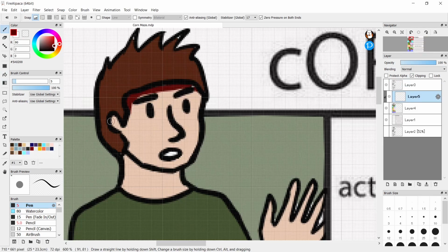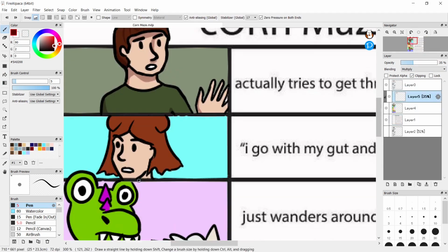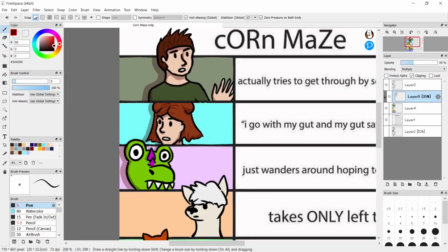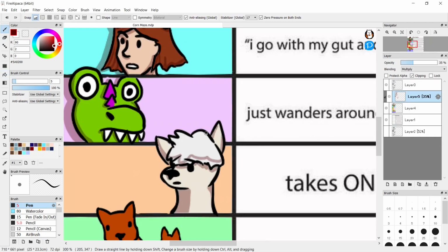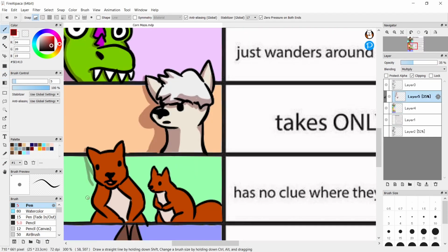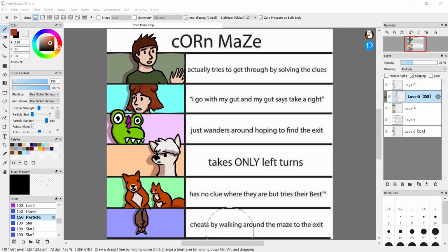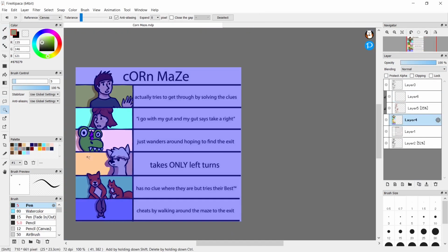The second to last one has no clue where they are, but tries their best, and that would definitely be the Appletons. I don't know why best is trademarked here, but I don't understand half the things I see on the internet, so I'm just going to ignore it. And Norman would cheat and just go around the whole maze. He's definitely the chaotic neutral of this cast of characters if we're going off of the classic D&D chart.